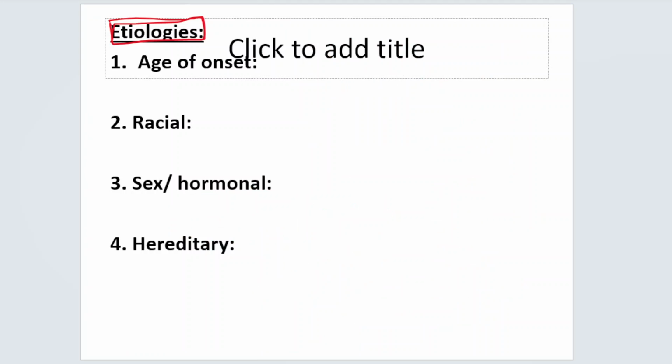Now coming to etiologies. Age of onset. Okay, we'll come to that in clinical features. The age of onset, the patient is usually in the 20s or 30s, right? Less than 10 years, it doesn't happen. Greater than 40 years, very rare. So usually the patient presents in their 20s and 30s.